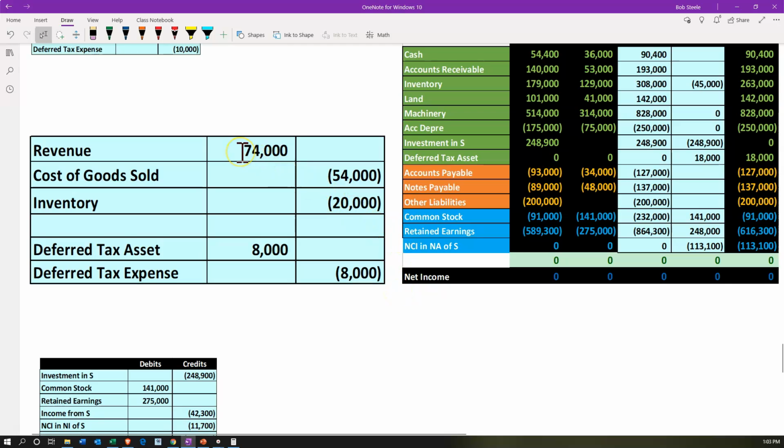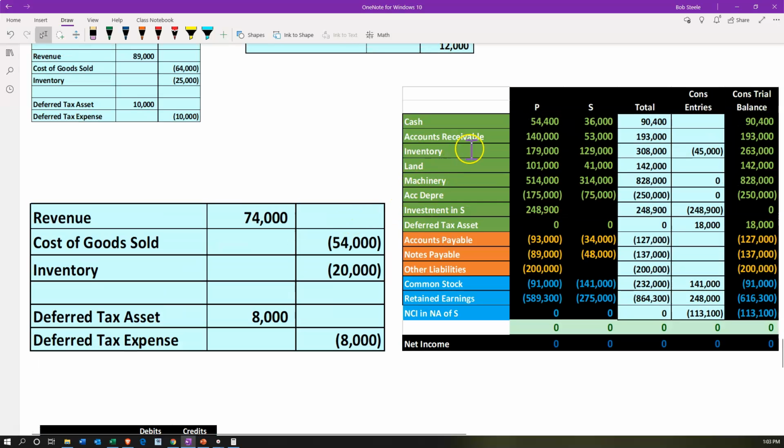That would include the revenue is going to go directly to retained earnings in our example, as well as the cost of goods sold included here. Inventory going down by the $20,000. So that's going to be up top included in this number. The deferred tax asset is going to be up top here included in this number. And then the deferred tax expense, also an income statement account that would then roll into retained earnings and is therefore included in this number.